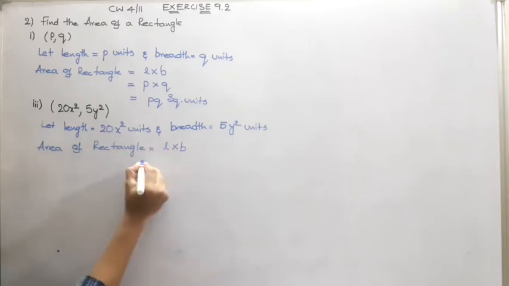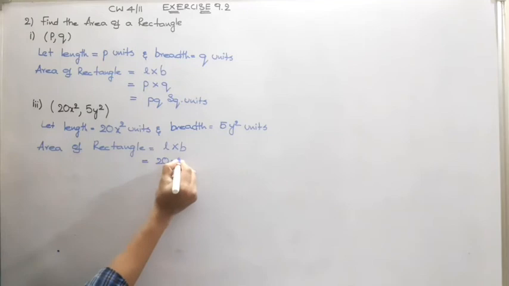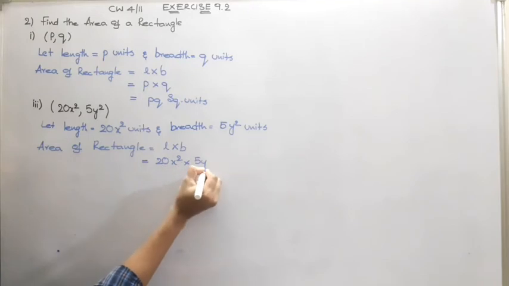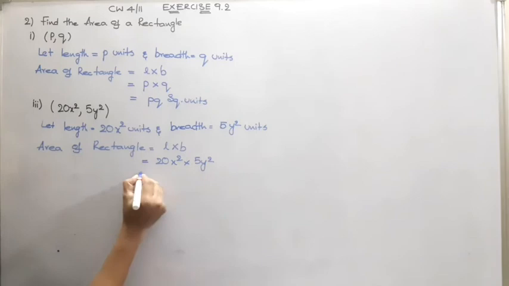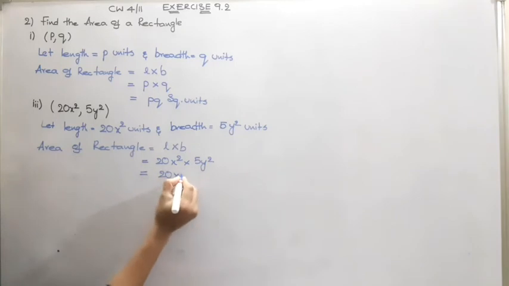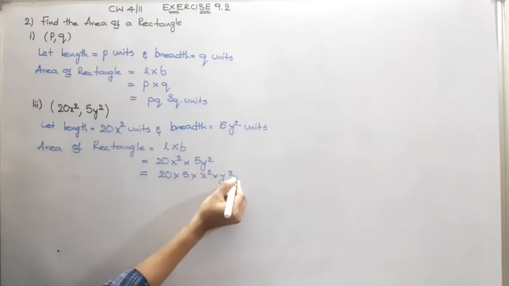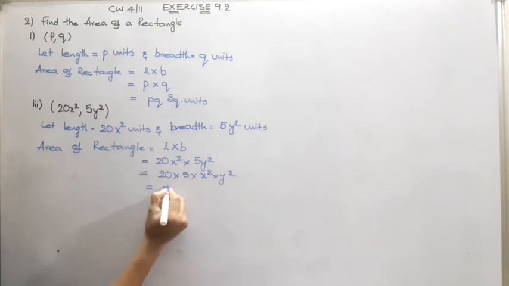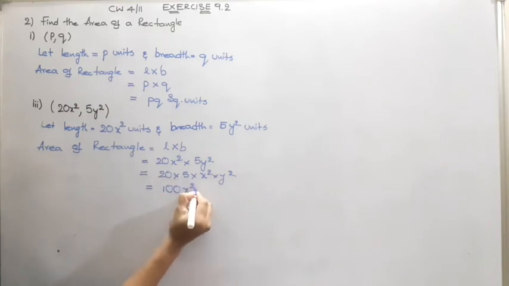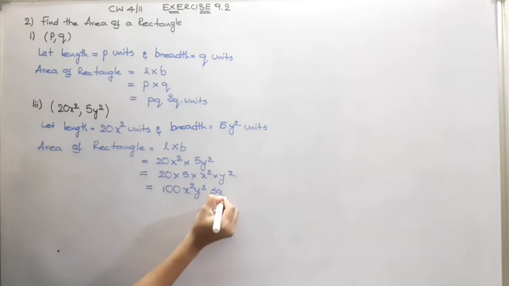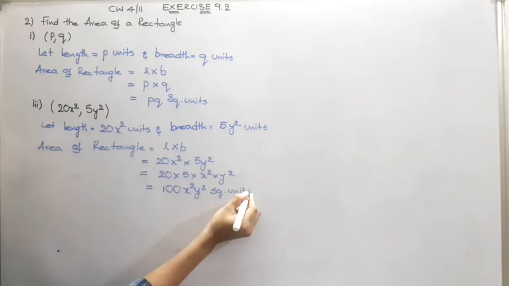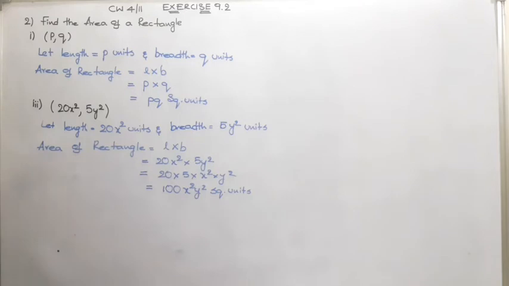As we took the length as 20x square, so 20x square into 5y square. Here we don't have a problem with the like terms, so this is going to be 20 into 5 into x square into y square. So 20 fives are 100 x square y square square units. Okay. So the next three of this Roman you do as a homework in the homework book. The same procedure. Now let us move to third Roman, which we can directly deal in the textbook.